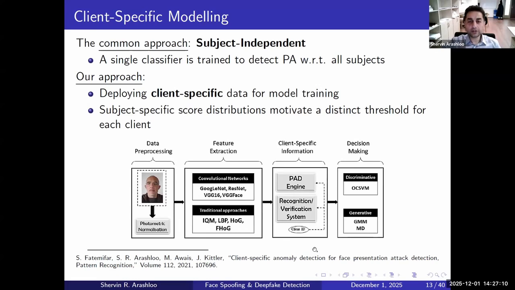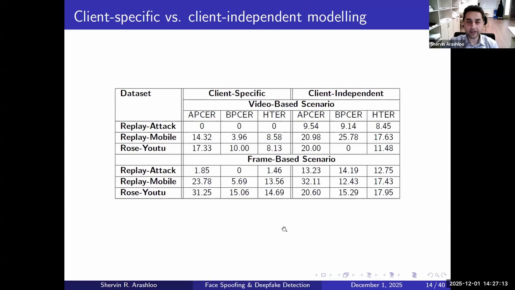This table shows a summary of this client-specific versus the client-independent method. These are three of the widely used datasets for face presentation attack detection. These are APCER, BPCER, HTER. These are error rates, so the lower the better. And because we are working with video sequences, we can make decisions based on a single frame or for the whole sequence. So both for the video-based and frame-based scenarios, if you compare these, you can see that the client-specific method sometimes has dramatically reduced the error rate.